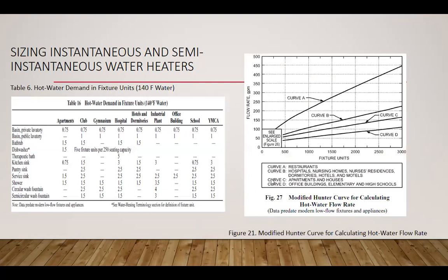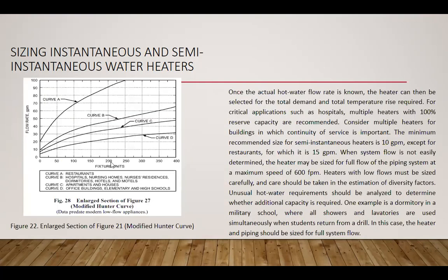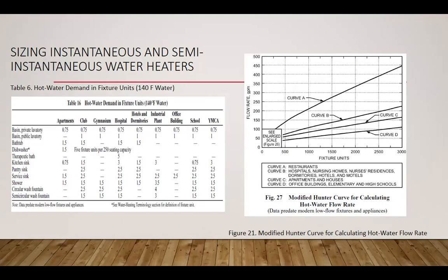So yan. Curve A, restaurant. Curve B, hospital, nursing home, nurses residence, dormitories, hotels, and motels. Curve C is the apartment and houses. Curve D, office building, elementary, and high school. Makuha mo yung equivalent flow rate niya. So number of fixture units, ito fixture units yan. So pag tinotal mo, dito mo titignan, makukuha mo yung value. Ito yung enlarged. Yung equivalent flow rate, yung gallons per minute.